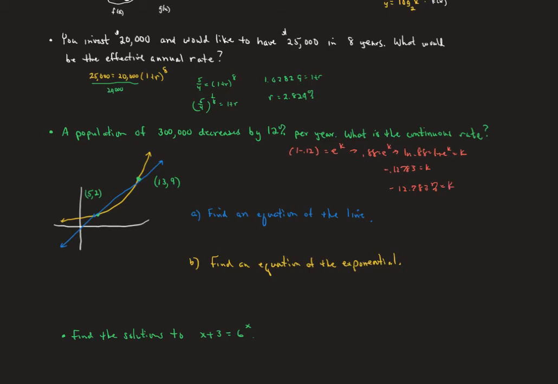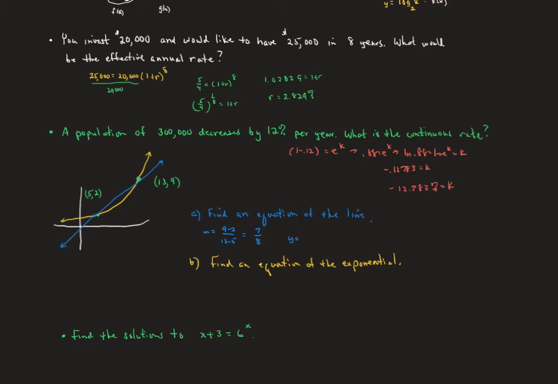Okay, now we have a curve, this yellow curve, and we also have a blue straight line. They go through the points (5, 2) and (13, 9). To get the equation of the line, we need to find the slope. So we can take 9 minus 2 over 13 minus 5. That looks like 7/8.